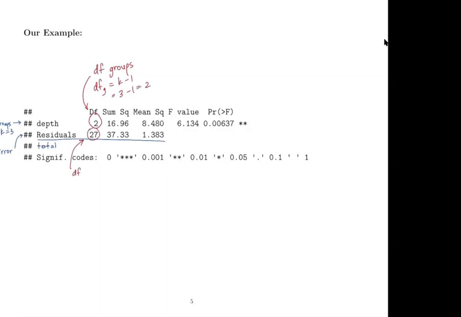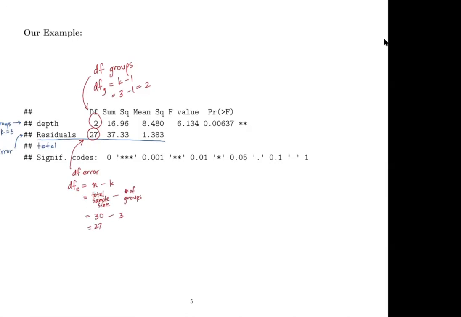Okay. This number here, that's the degrees of freedom error. Okay. So again, I might write that DFE. That's always going to be N, which is the total sample size, minus K. So maybe I'll just write this. This is total sample size minus the number of groups. So in this case, there were 30 total samples. Remember, we sampled 10 from each group, each of the different depths. So there were 30 total, and then we minus 3 to give me that 27.